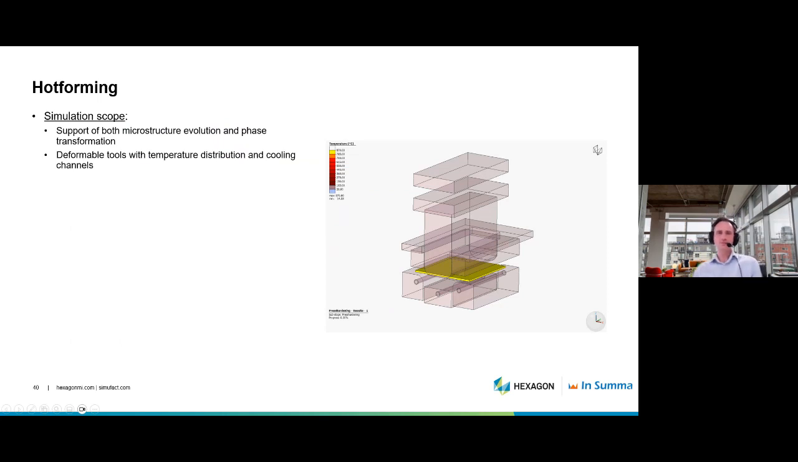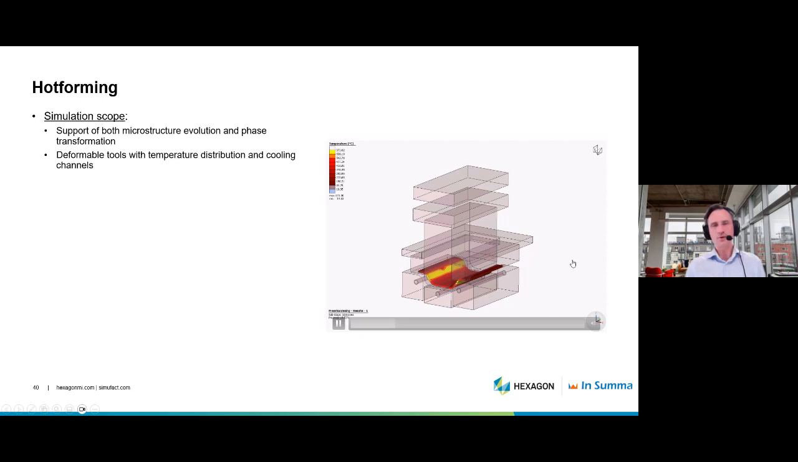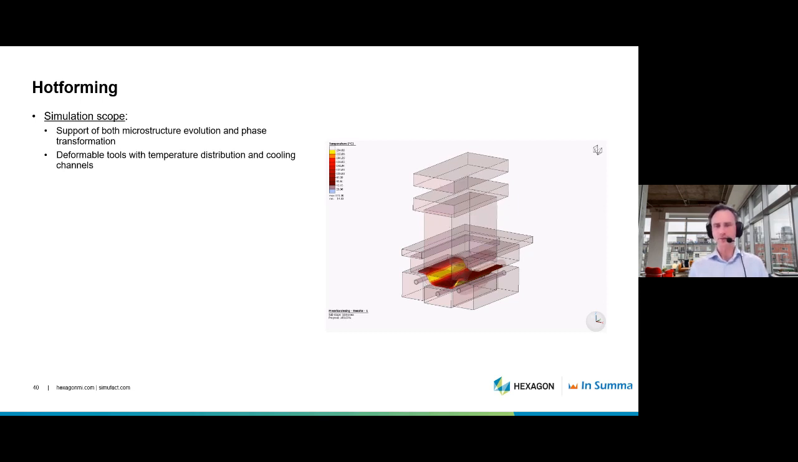Hot forming processes could be simulated. Typical hot stamping or hot forming process could be simulated using regular tools, regular kinematics of the tools. And in the simulation itself, you can estimate the distribution of the temperature in the sheet, the heat flow. You can define the tools which have 3D geometry, which have cooling channels, which have heat flow from the sheet to the tools, from the tools to the cooling liquid. And you can have a sophisticated simulation to analyze phase transformations, distortions, and microstructure evolution in the final product.